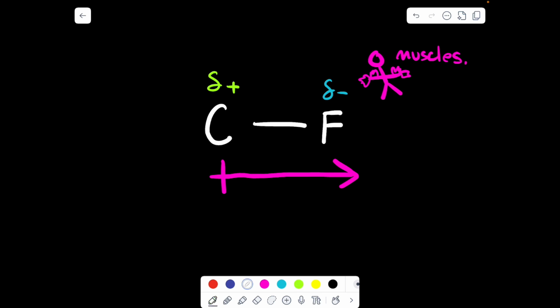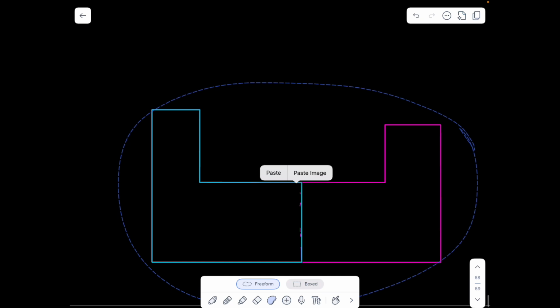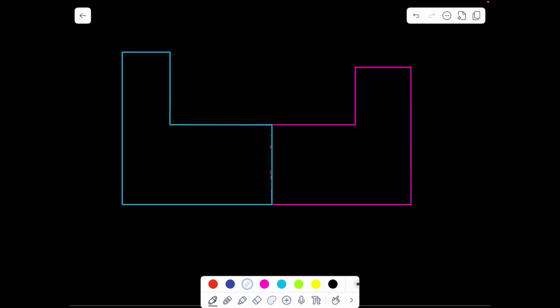This is the definition of a polar covalent bond. Now, the easiest way to identify what type of bond exists between two atoms is to look at the periodic table.